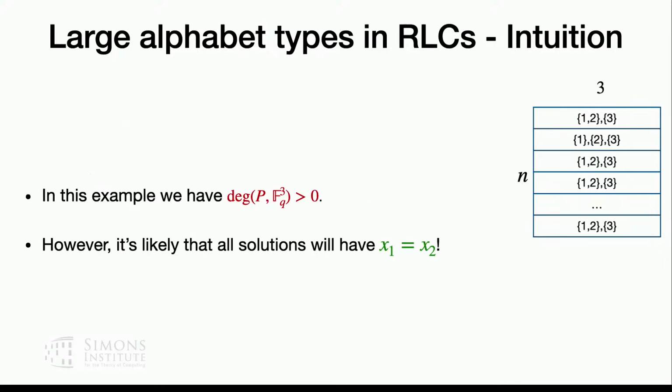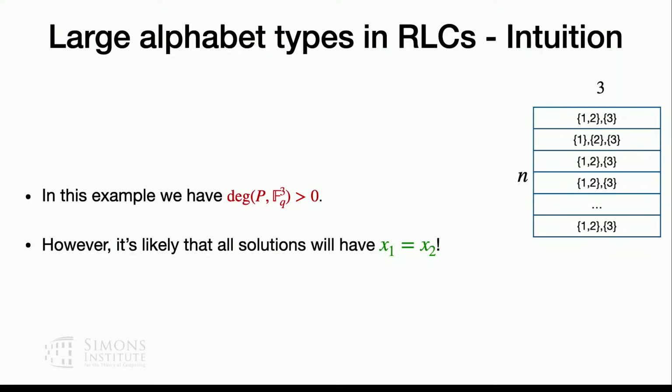Okay. So here's an example of what I just mentioned. Here I put a list of constraints. Just notice that the third coordinate is not involved in any constraint, and also x1 needs to equal x2.